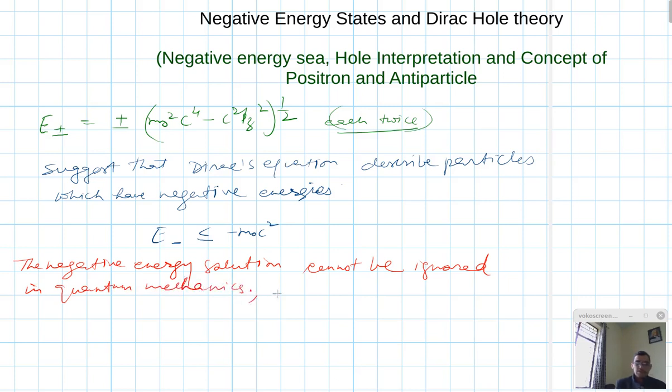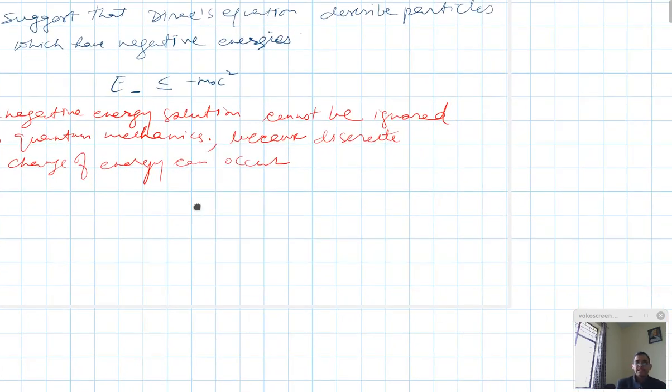Because we are getting here a discrete change of energy can occur. Right. So this is shown as below. Let me have a look at it, how things look like.